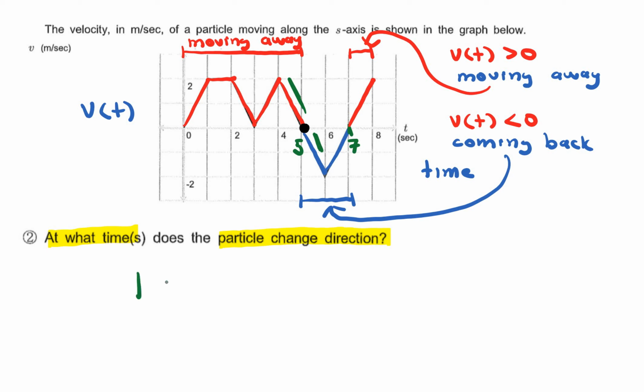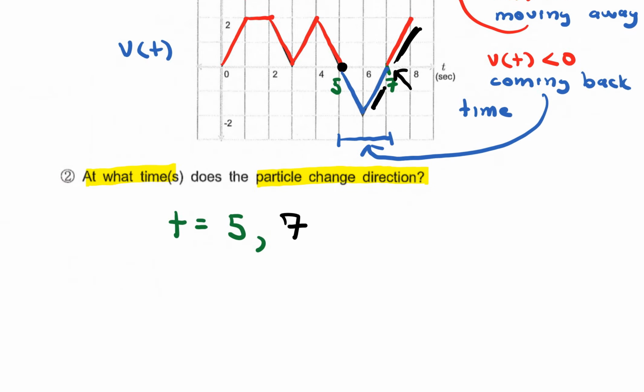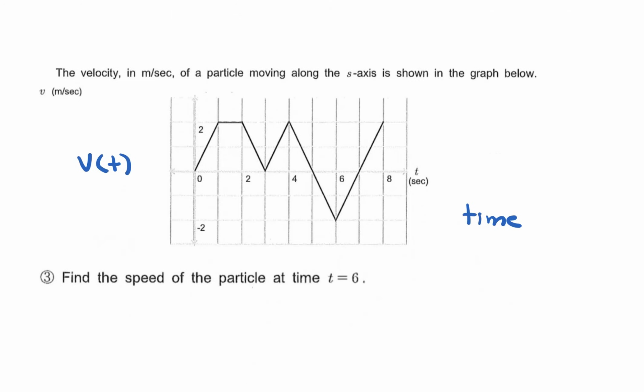So at 5 seconds we're definitely changing directions, and by using that same logic, at 7 seconds we're also changing directions. In this region we are coming back, and then we go to a velocity of 0, not moving, and then we are moving away. So at 7 seconds we're also changing directions. Okay, that's it for question number 2. Let's move on to question number 3.